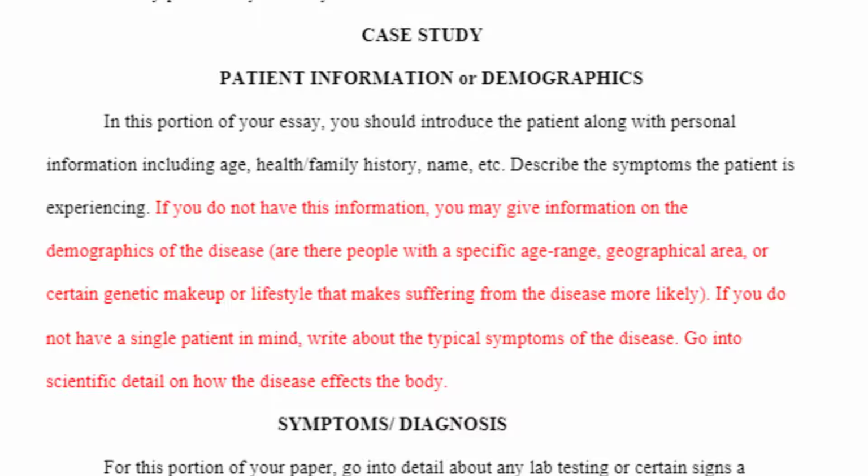For example, are there people within a specific age range, geographical area, or a certain genetic makeup or lifestyle that makes suffering from this disease more likely? If you do not have a single patient in mind, you can write about the typical symptoms of the disease. Be sure to go into scientific detail on how the disease affects the body.